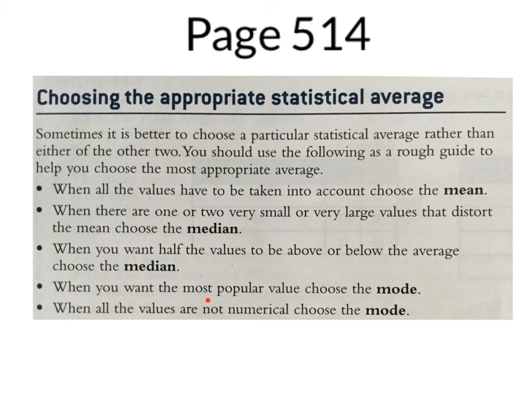When you want the most popular value, you choose the mode. And when all the values are not numerical, you choose the mode. But lots of times the mode's pretty useless, to be honest. But those are two scenarios where you would use the mode. Let's go through some examples.